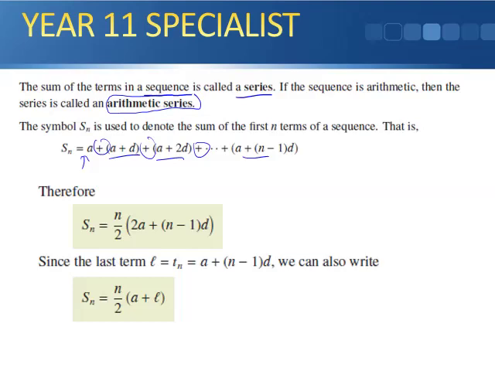Now, we can do it using this rule over here. S of n equals n divided by 2 times (2a plus (n minus 1)d). Now, if we know the last term, then the easiest thing to do would be to use this rule here.